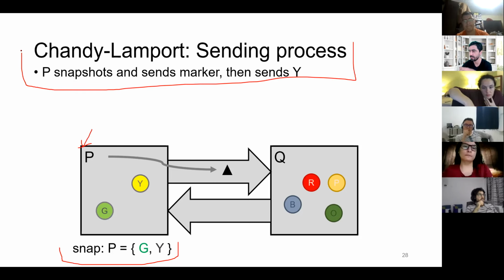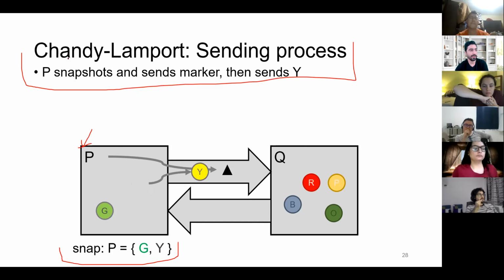When you take the snapshot, send the marker. That's it. That's all the rules for the sending process. You take the snapshot, send the marker. When you receive it, of course, there are other things happening. There are two different systems that are communicating, right? Another message, another update. Here we are showing it by token.